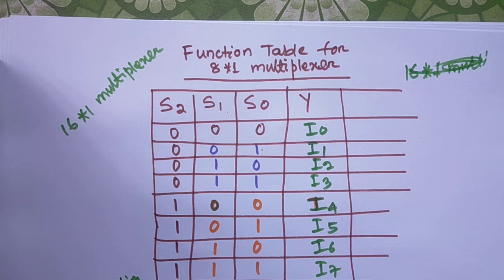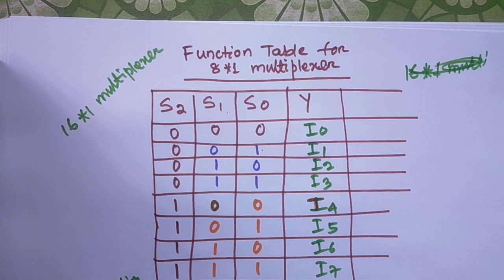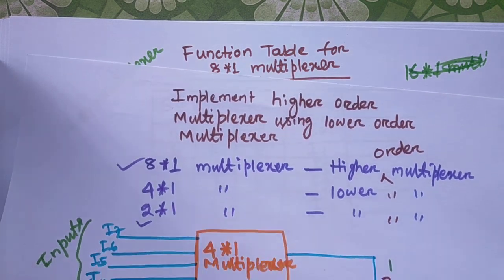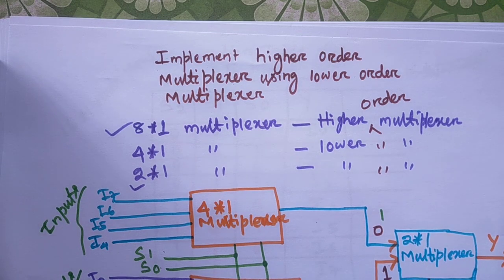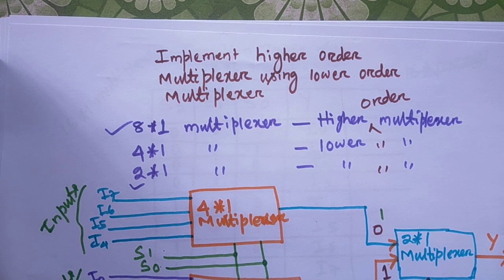I hope all of you understand this multiplexer. There are different ways, simple multiplexers and some higher multiplexers, and how they can be designed with the help of lower multiplexers.